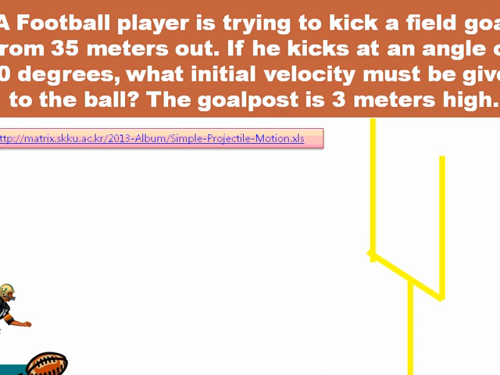Okay, with this, we may think about problems like this. If a football player is trying to kick a field goal from 35 meters out from here, and if he kicks at an angle of 40 degrees, then what initial velocity must be given to the ball when the goal post is 3 meters high? If he hits hard, in the right direction, then it will go through without much problem. But even though the direction is correct, if it's not strong enough, it may not reach it. So he should hit hard enough to pass through this one.